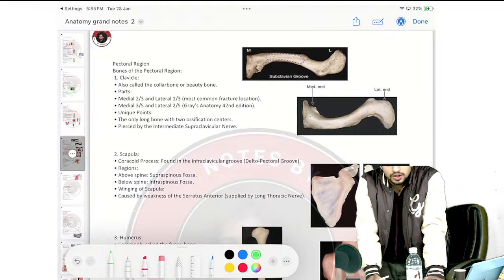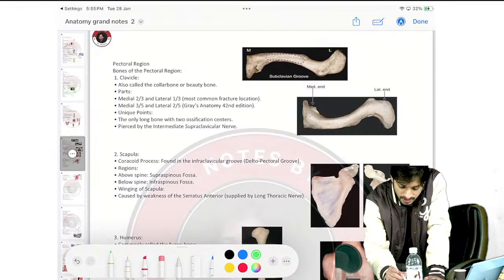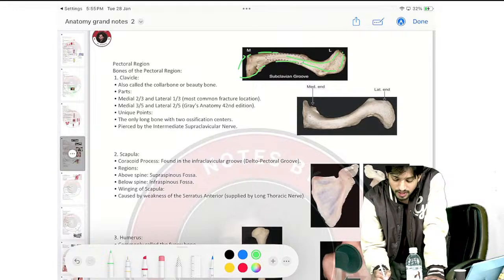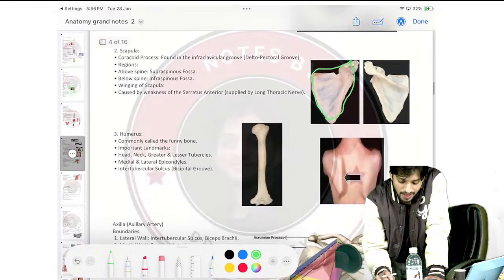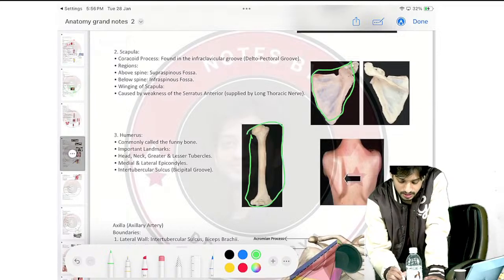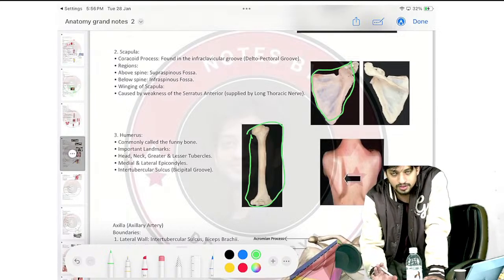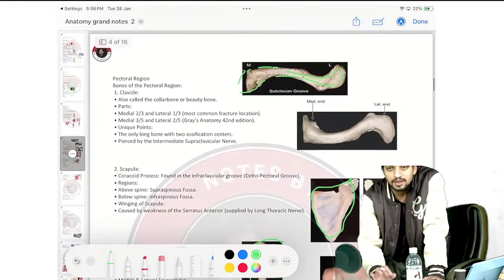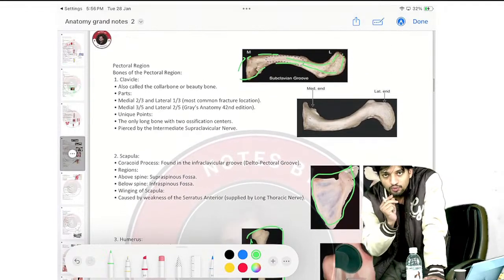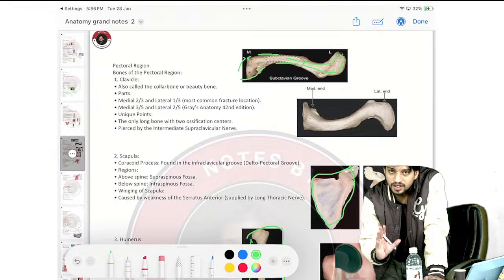In the osteology part, the first bone is the clavicle. You can see here the clavicle. Then we have the scapula, and a bone called the humerus. In the pectoral region, we have 3 major bones. Now we will be studying all these bones and related MCQ points and important points regarding every bone.